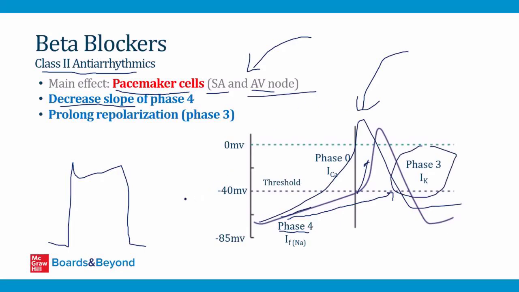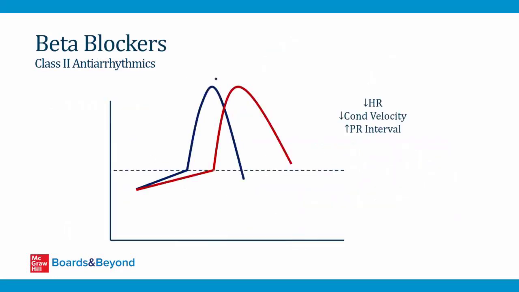And so those are the two effects of beta blockers, lowering the heart rate and decreasing the rate of conduction of electrical impulses through the AV node. And so on this slide, I've shown two action potentials. The blue represents what might be a normal action potential. The red is one in a person who's on a beta blocker.